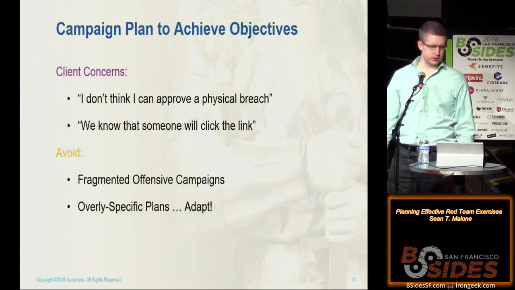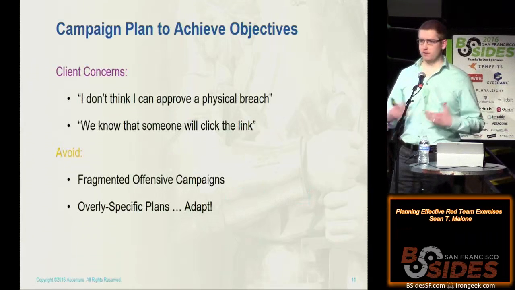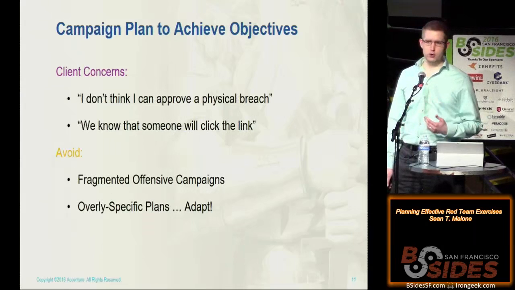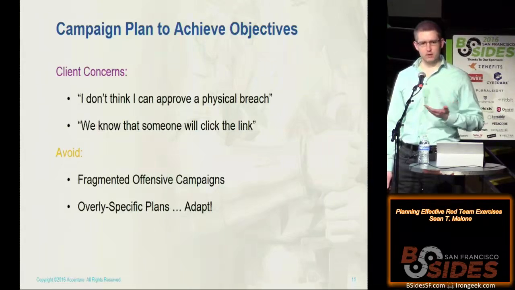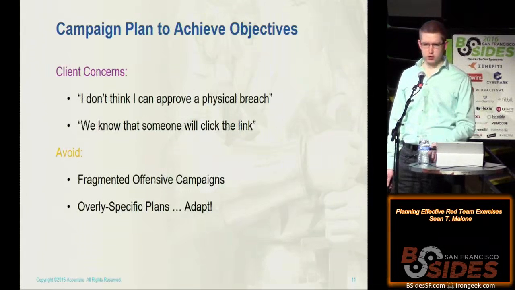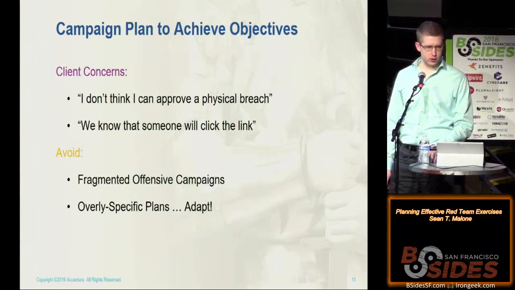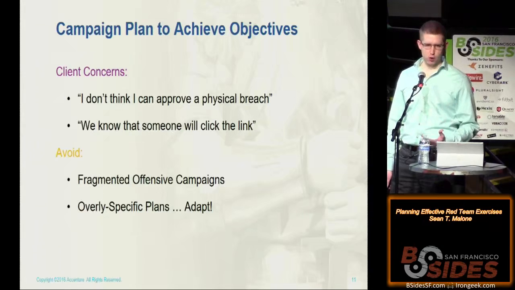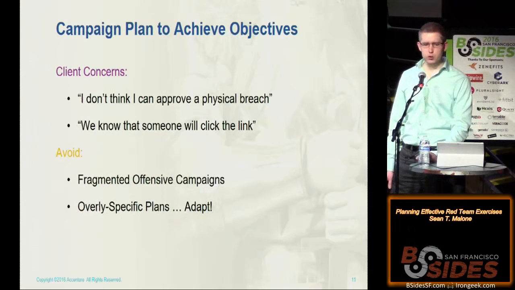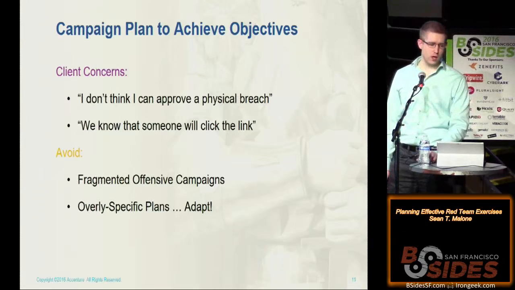So client concerns. First, simply, I don't think I can approve a physical breach or calling an employee or any of these other things. What that usually says is that you're too far down in the organization. You're not discussing the assessment at a sufficiently high executive level in order for them to understand the risk-reward trade-off here. These engagements are never without risk to the organization. There's always the chance that something could go wrong. We manage that when we get into the rules of engagement later, but you have to have someone who's willing to take on a certain amount of risk in order to reap the reward of doing an adversary simulation.